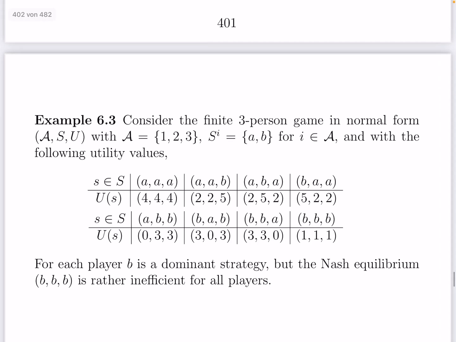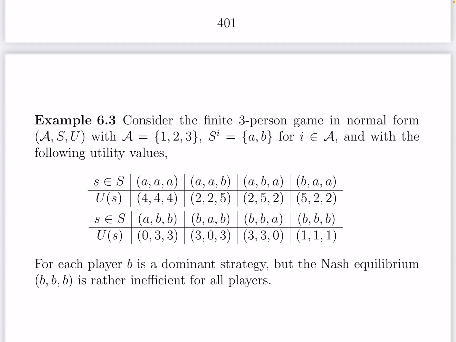So, we start with an interesting game in normal form. Here you see a finite 3-person game in normal form where each player has 2 strategies, small a and small b. And you see the values here in the table. It has some similarity to the prisoner's dilemma. So for each player, the strategy B is dominant, but if all choose B, they are all quite poor. If all would choose A, they would all be much better off.